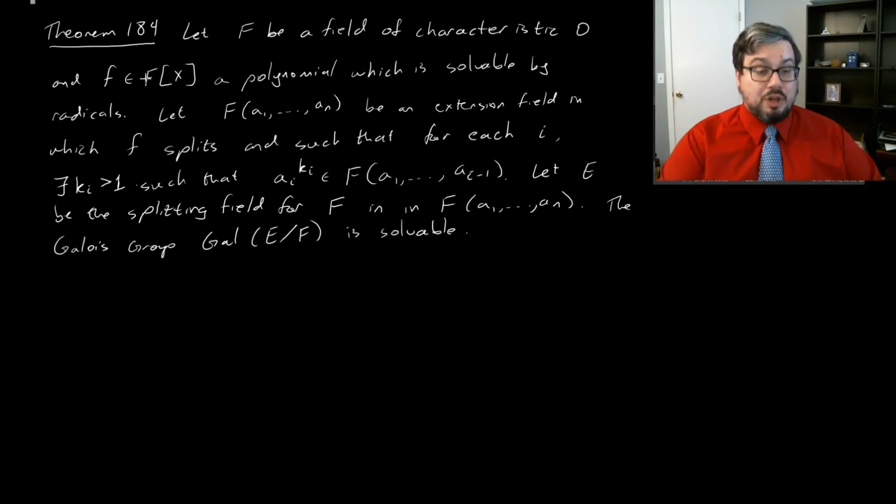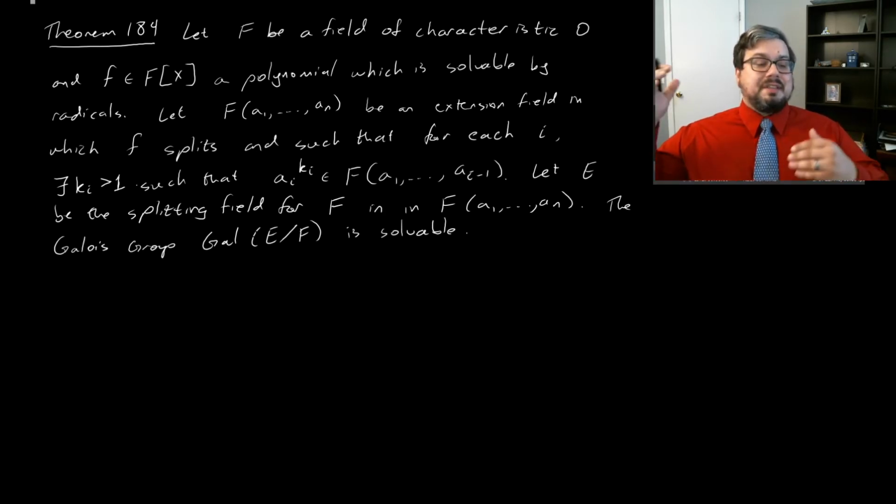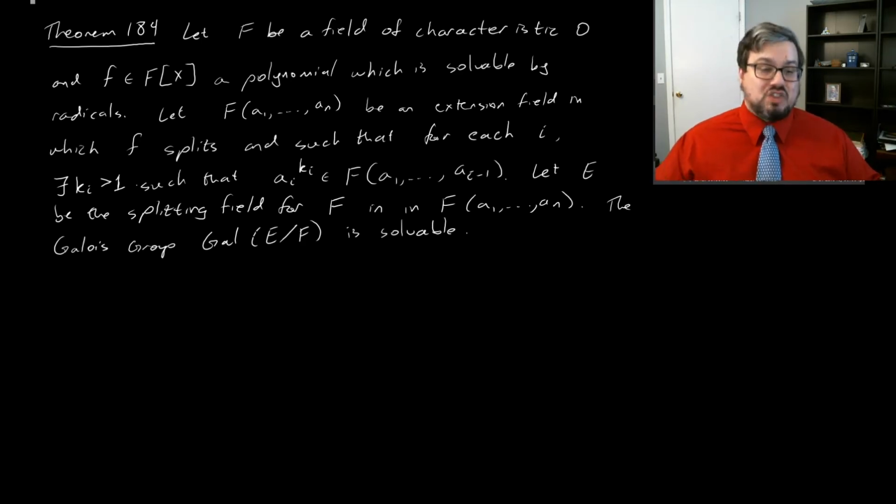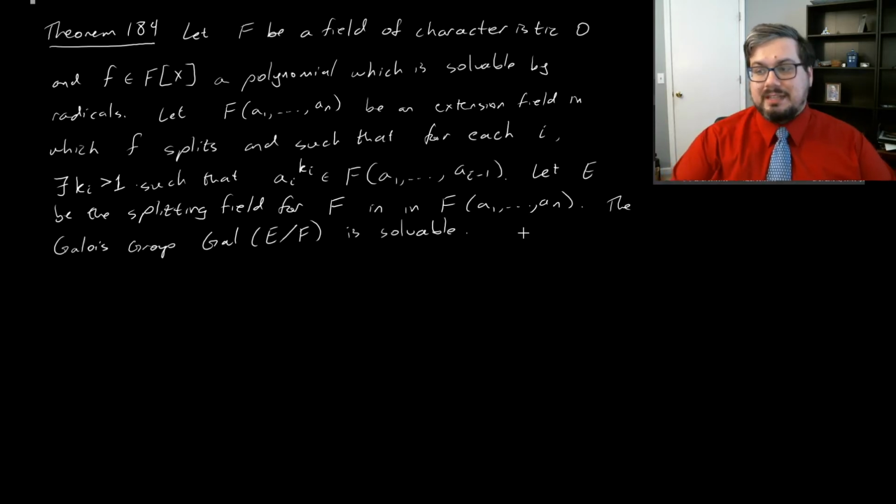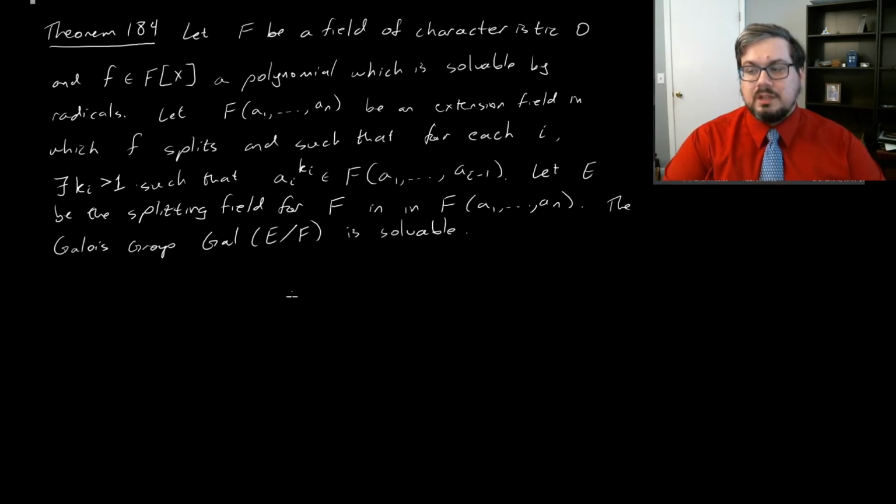Okay, so this will show, once we've proven it, that if we take a polynomial which is solvable by radicals, and take its splitting field, then the Galois group of that splitting field will be solvable. The way that's going to show us that certain polynomials are not solvable by radicals is by showing that some polynomials have non-solvable Galois groups when you look at their splitting field extension. So let's get started on this.